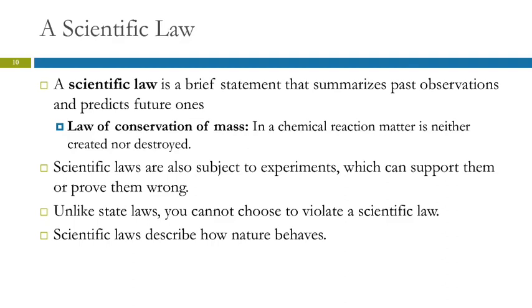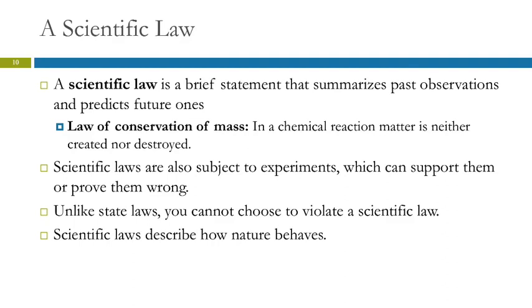So after experimentation and confirmation of hypotheses, we have two results, scientific laws and scientific theories. And there's an important distinction between a law and a theory. A scientific law is a brief statement that summarizes past observations and predicts future ones. A law tells us what happens. It does not explain why.